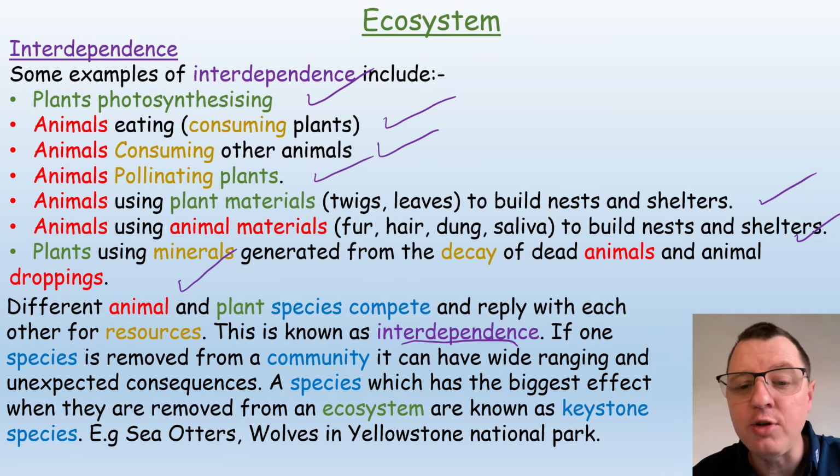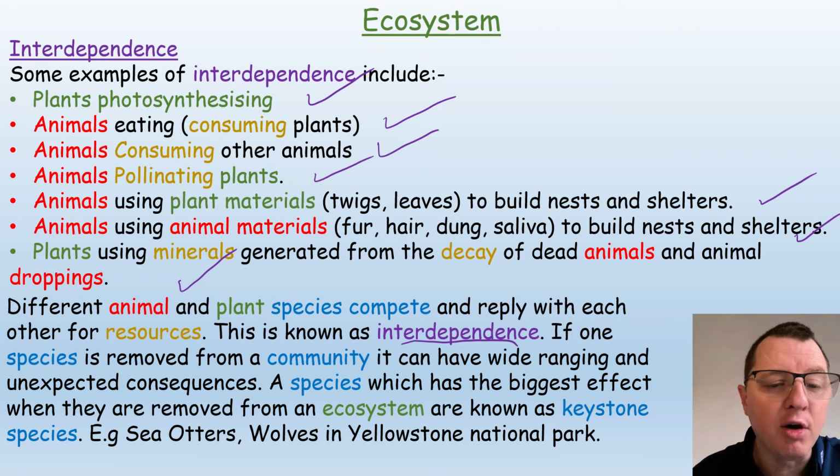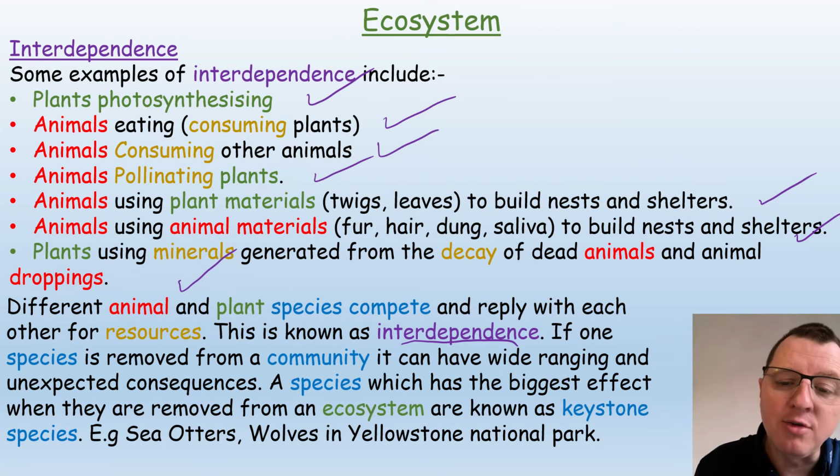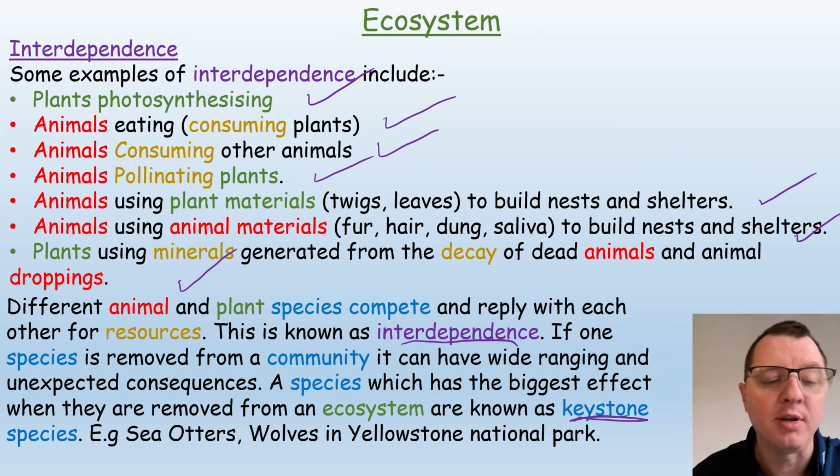A species which has the biggest effect when they are removed from an ecosystem is known as a keystone species. For example, removing sea otters from the ecosystem led to the overrunning of marine ecosystems by sea urchins, which the sea otters were previously eating and controlling.